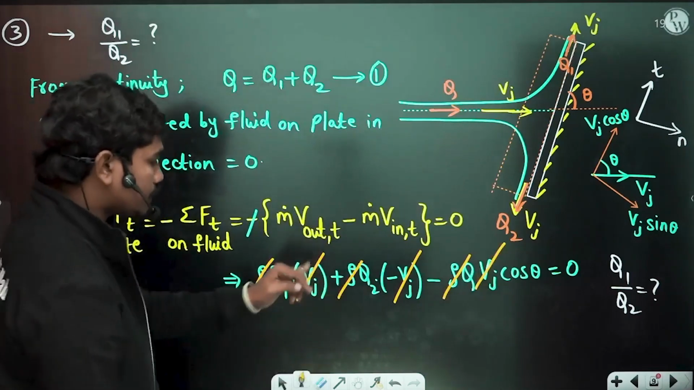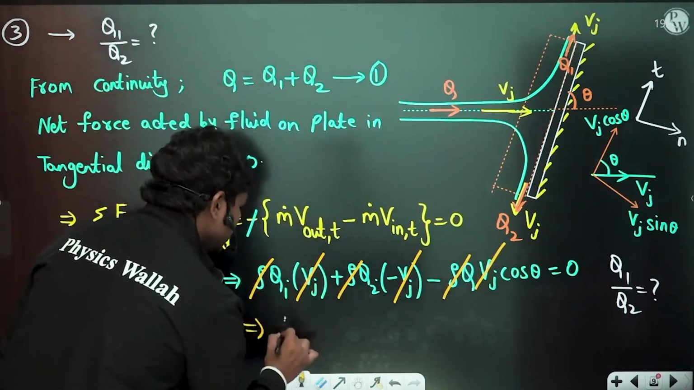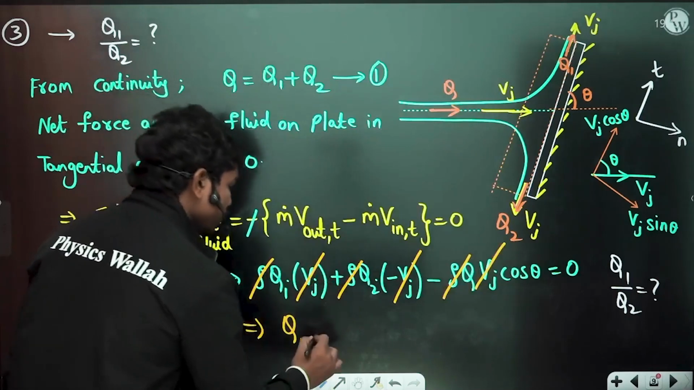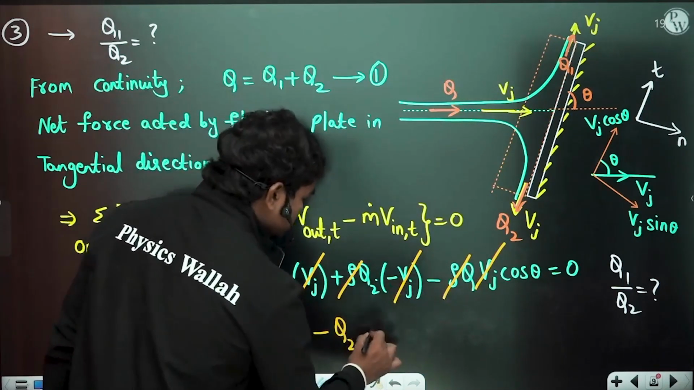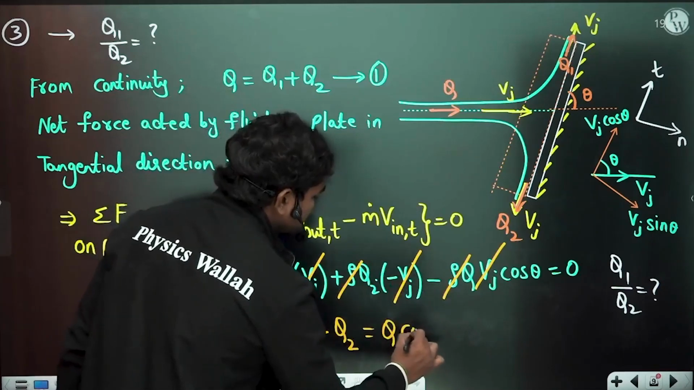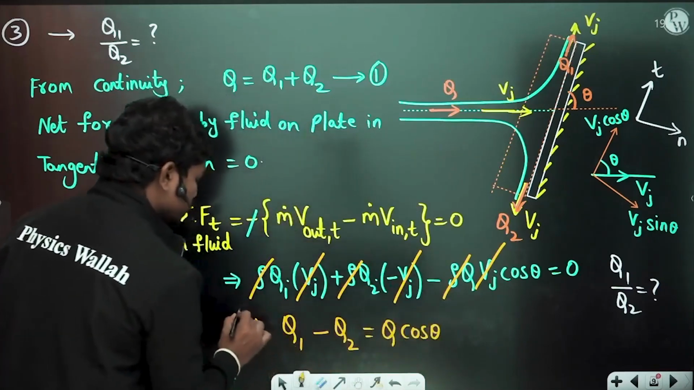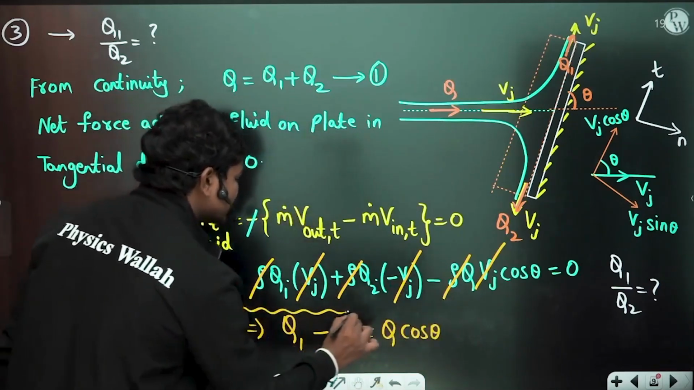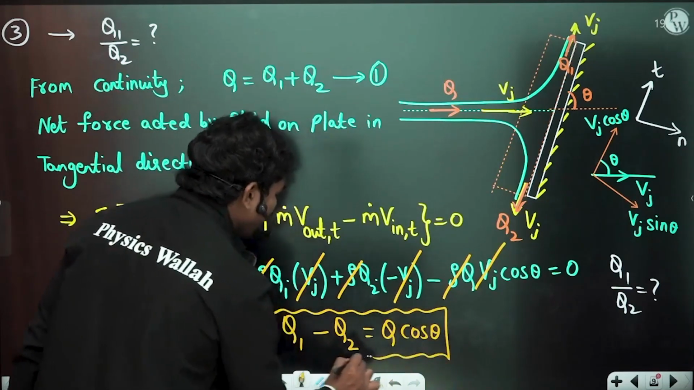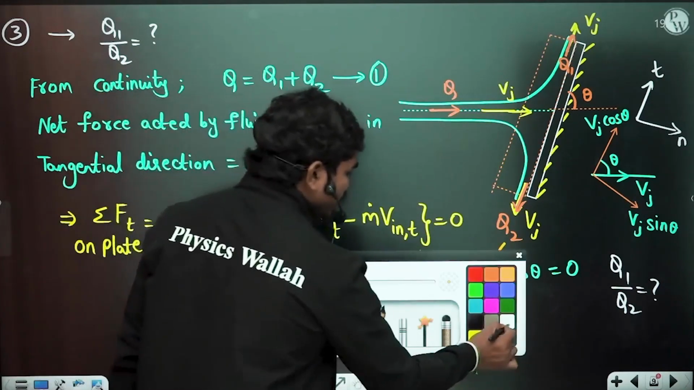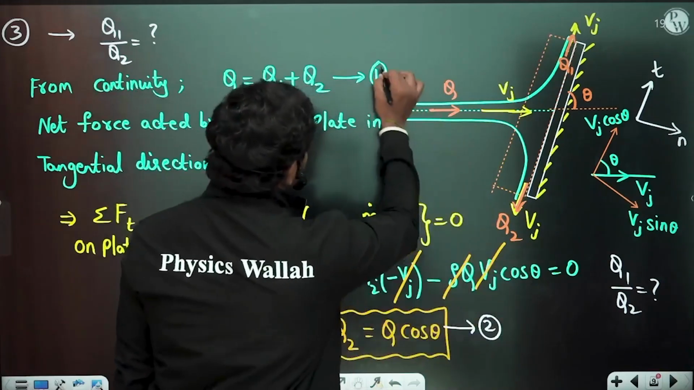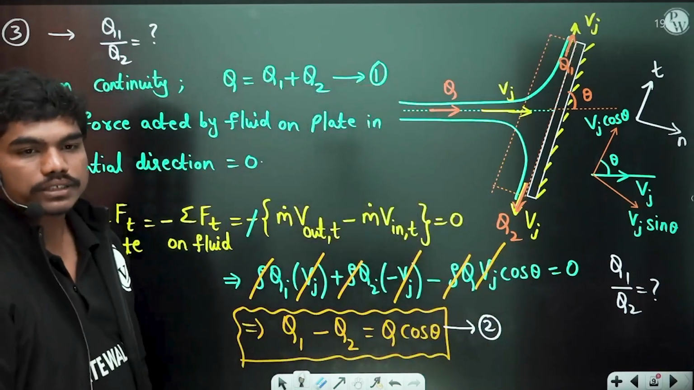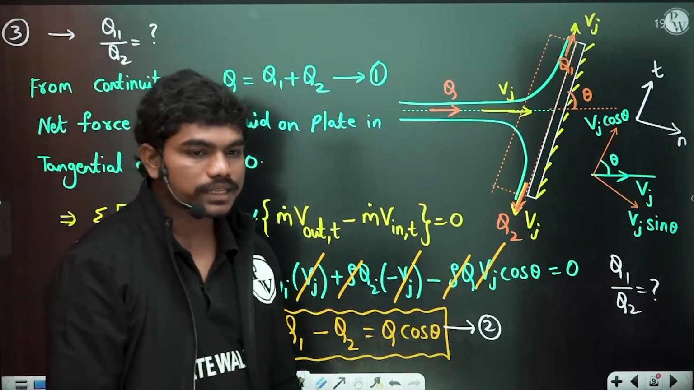Clear? So now this implies q1 minus q2 is equal to q cos theta. This is the second equation that we have obtained. So q1 minus q2 is equal to q times cos theta. So this is the first equation and this is your second equation from this. Okay, so this is the first equation.